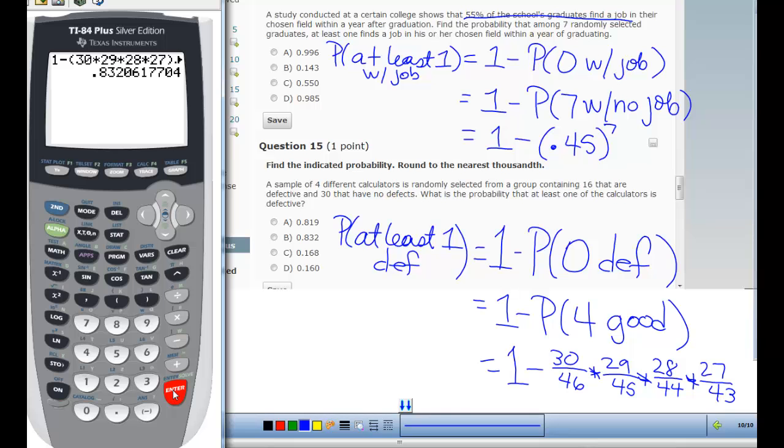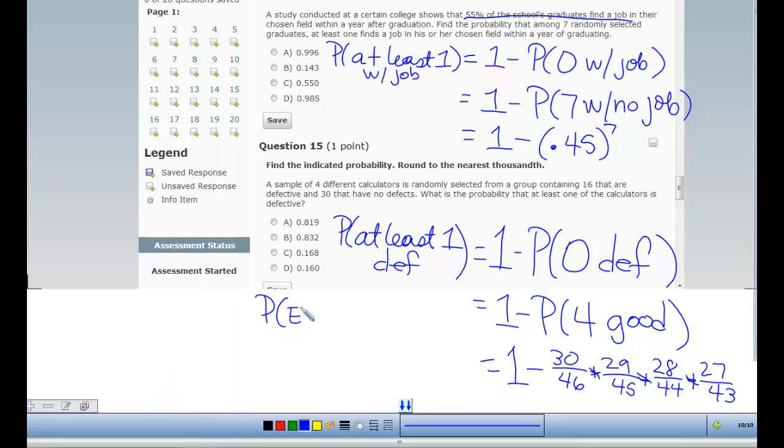Why do I write that? Because that's the complement rule. Remember, we said the probability of E plus the probability of E complement equals 1. And so to find the probability of an event, I should say, it is 1 minus the probability of its complement. And so for us, that's what I did here. Probability of 0 is the complement of at least 1.